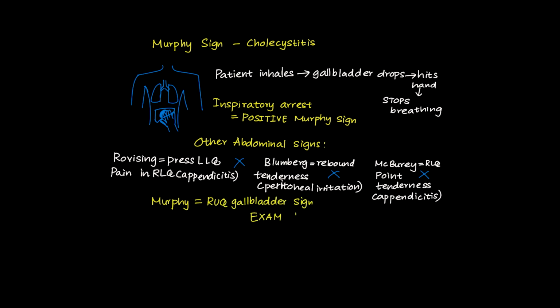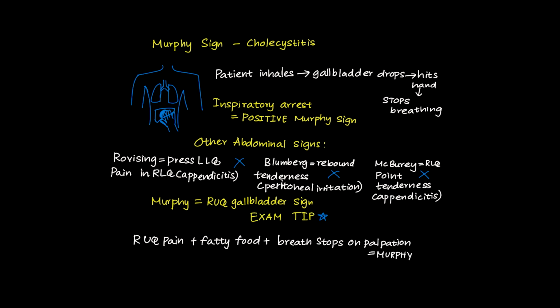Here's a WGU D443 OA exam tip for you. RUQ pain after fatty food plus inspiratory arrest on palpation equals Murphy sign equals cholecystitis. Quick recall hook. Murphy stops your breath, just like the patient stops inhaling mid-breath during the test.